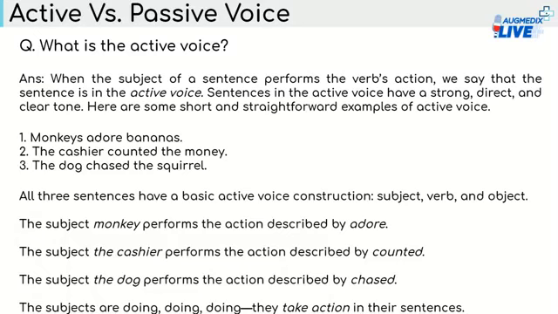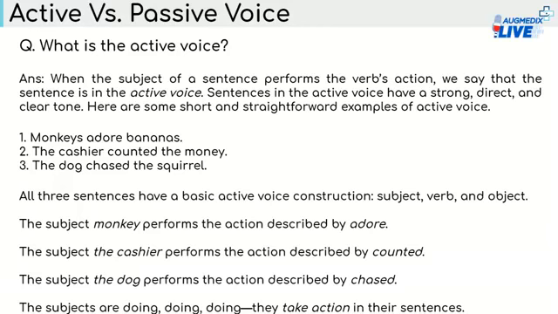Monkeys adore bananas. The cashier counted the money. The dog chased the squirrel. All three sentences have a basic active voice construction: subject, verb, and object. The subject, monkeys, performs the action described by adore. The subject, the cashier, performs the action described by counted. The subject, the dog, performs the action described by chased. The subjects are doing, doing, and doing. They take action in their sentences, right?